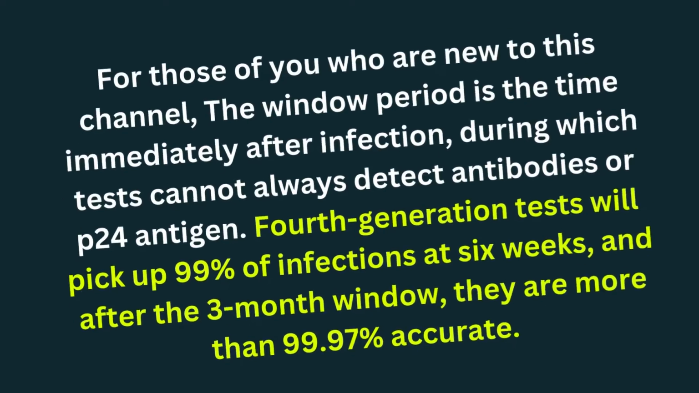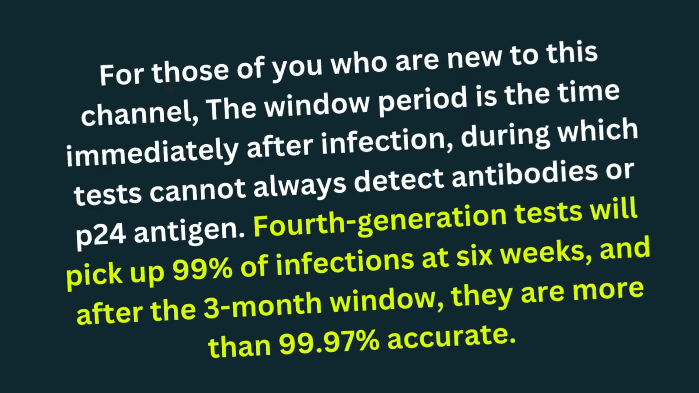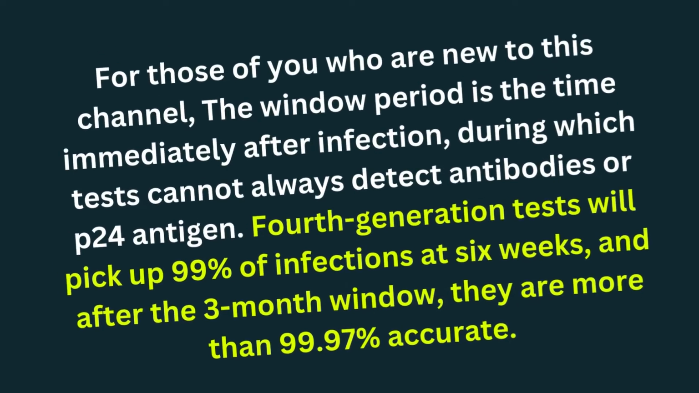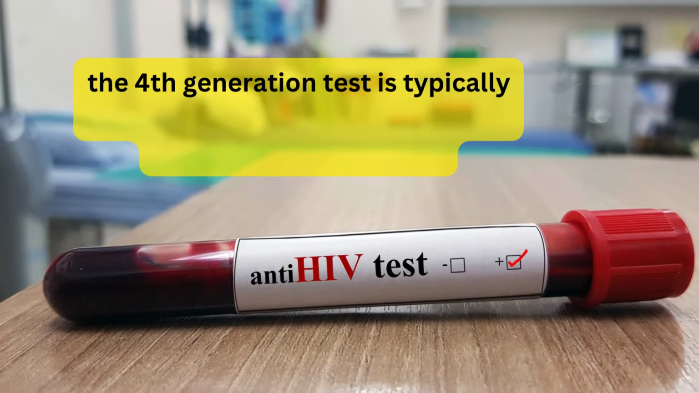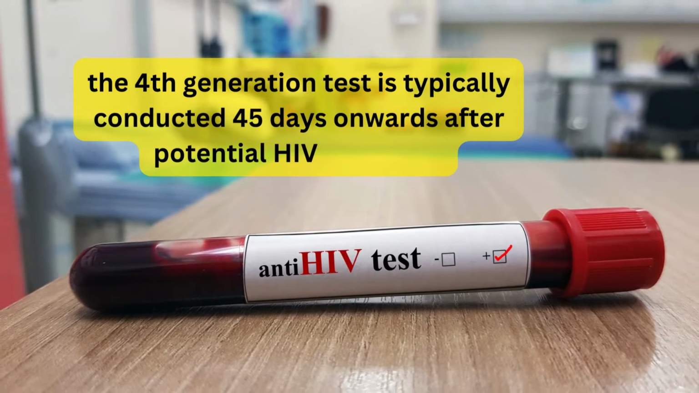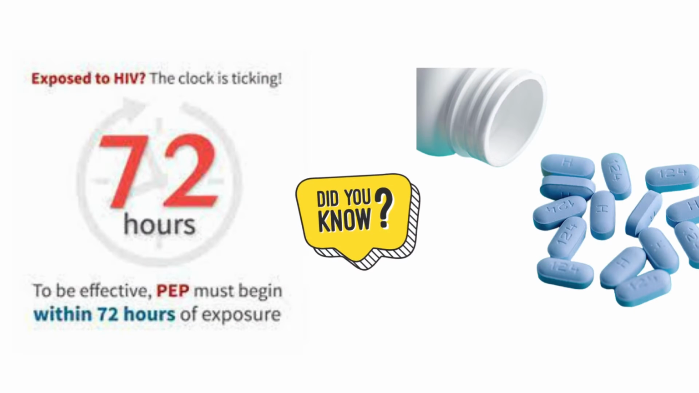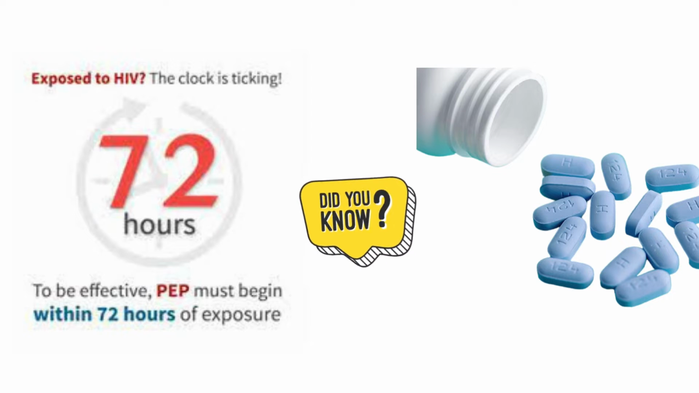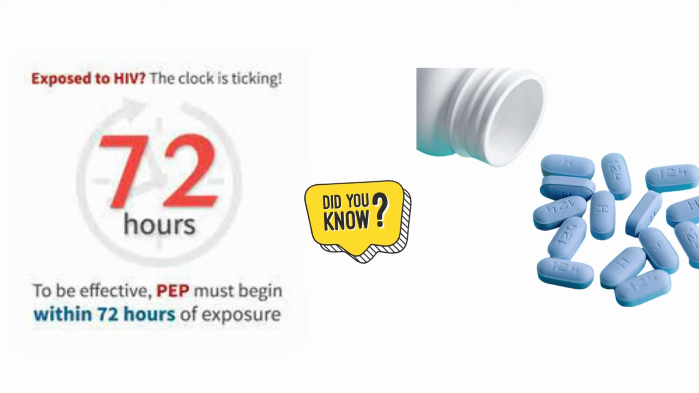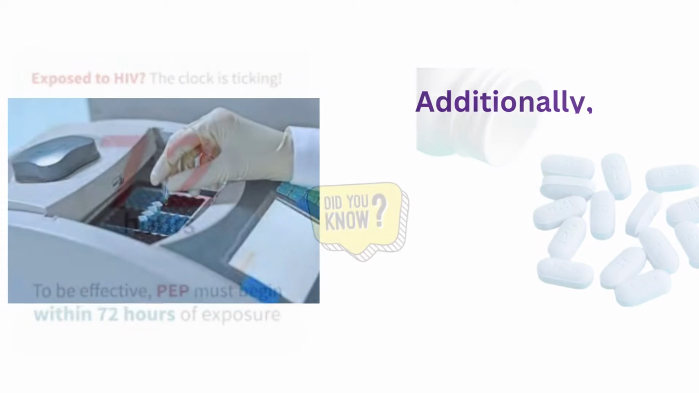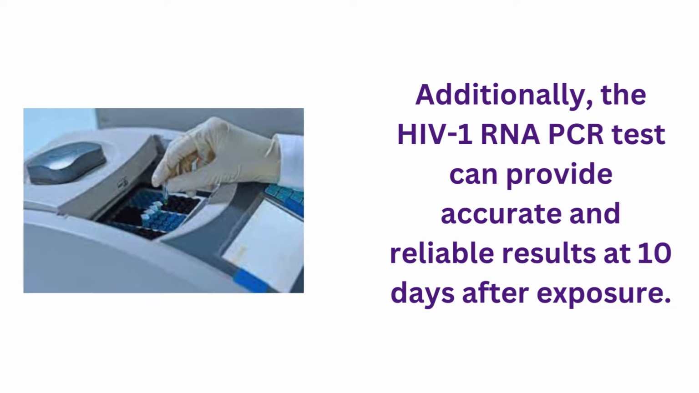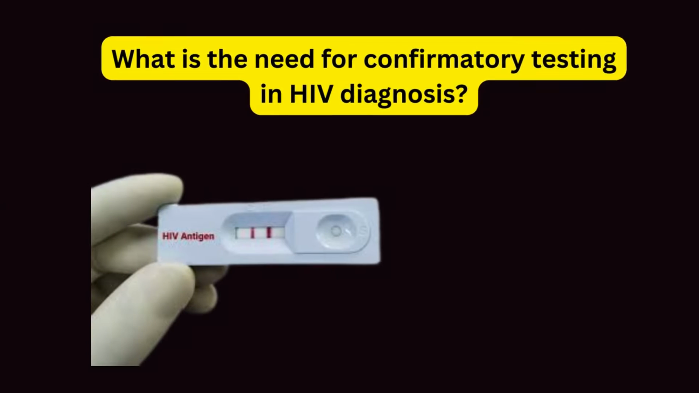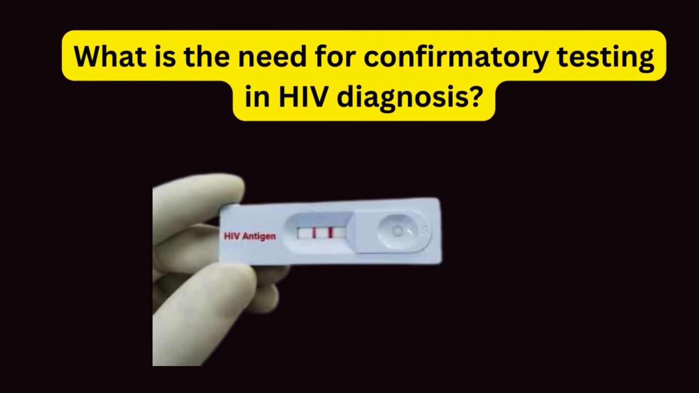4th-generation tests will pick up 99% of infections at 6 weeks, and after the 3-month window, they are more than 99.97% accurate. As I already said, the 4th-generation test is typically conducted 45 days onwards after potential HIV exposure. If there is a concern about a recent exposure that happened less than 72 hours ago, it is essential to seek consultation for post-exposure prophylaxis or PEP as soon as possible. Additionally, the HIV-1 RNA-PCR test can provide accurate and reliable results at 10 days after exposure. What is the need for confirmatory testing in HIV diagnosis?